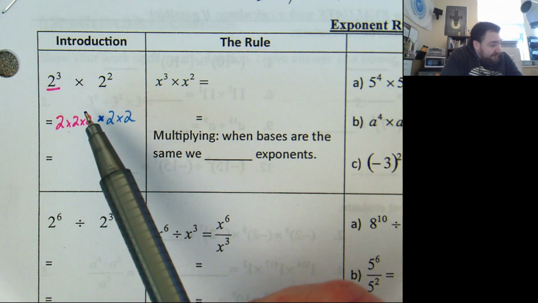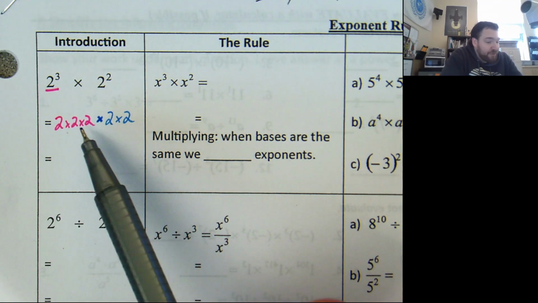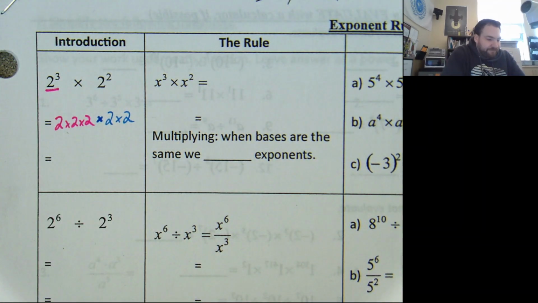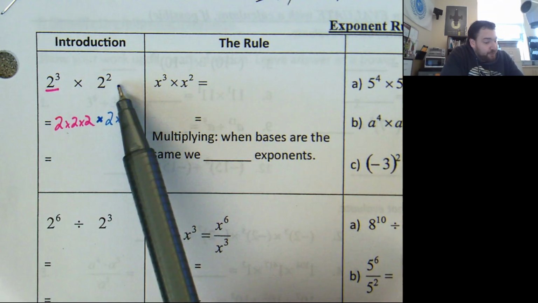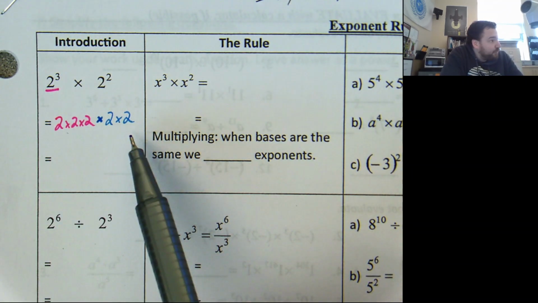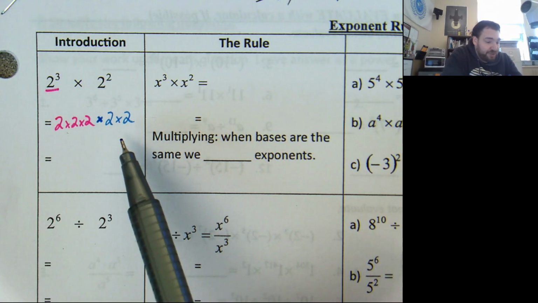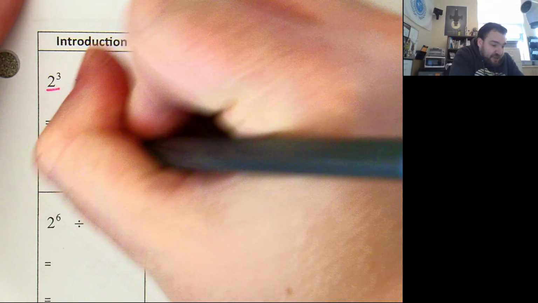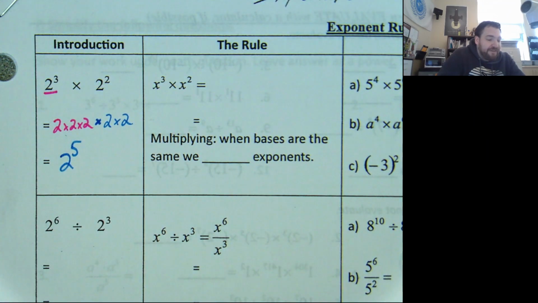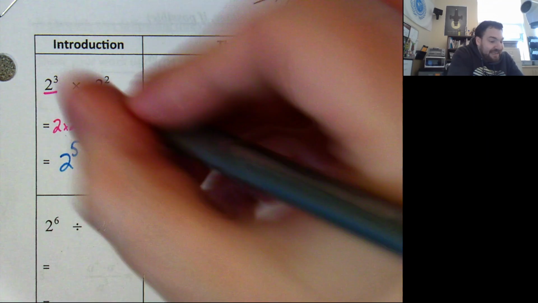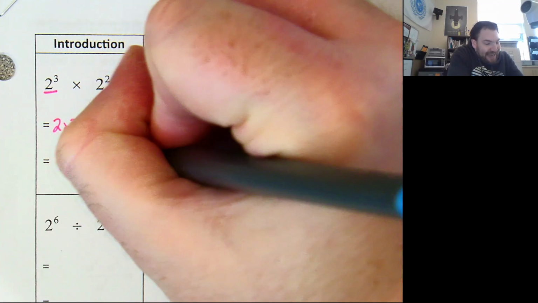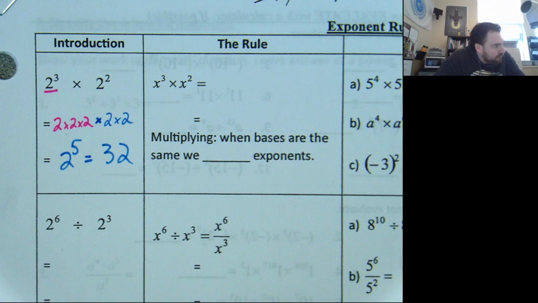Because, Harsh, what I want you to see is that if I have 2 cubed times 2 squared, that's the same as having 5 2's multiplied together. So using our exponent notation, I could rewrite this thing as 2 to the power of 5. Yes, Harsh, this does happen to equal 32. Oh, I was going to say that. Well, so many people have said it already, so that wouldn't have been overly profound.